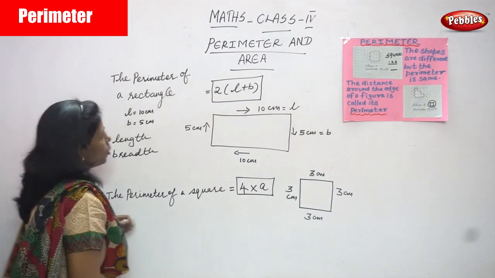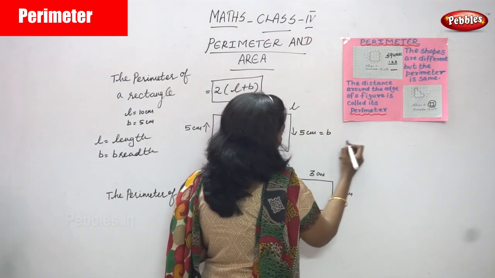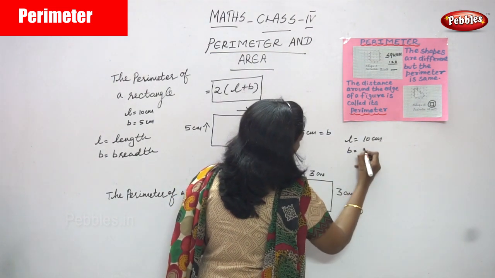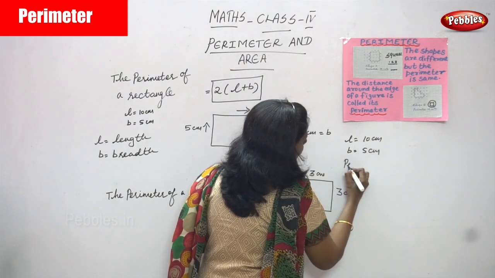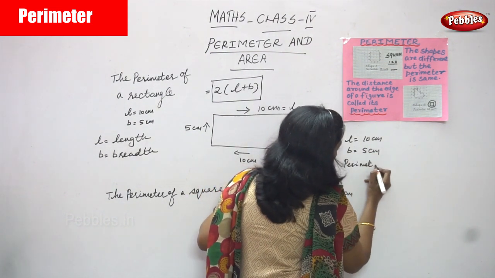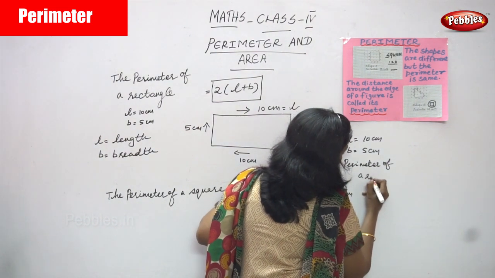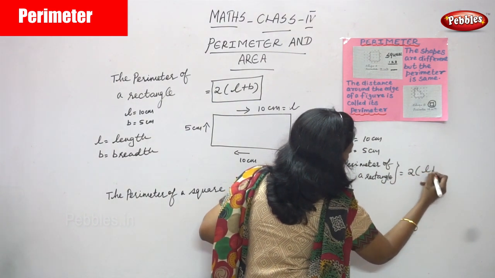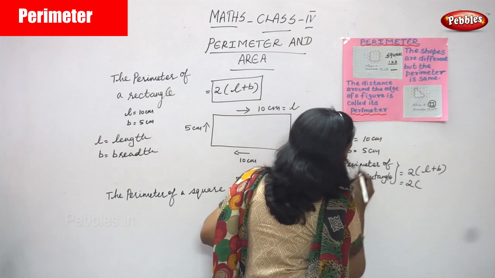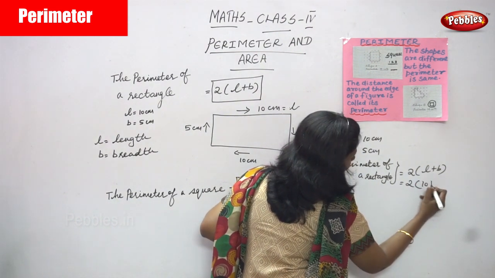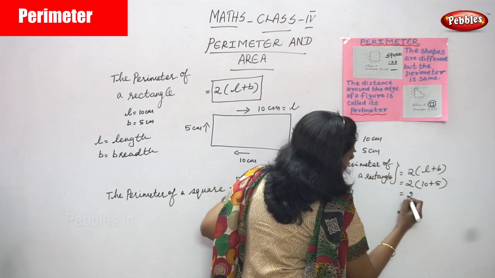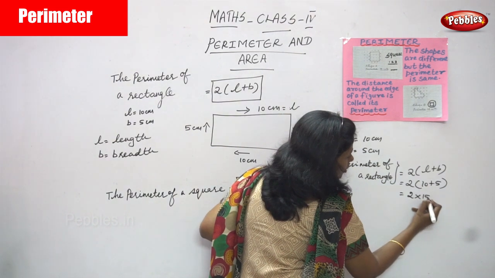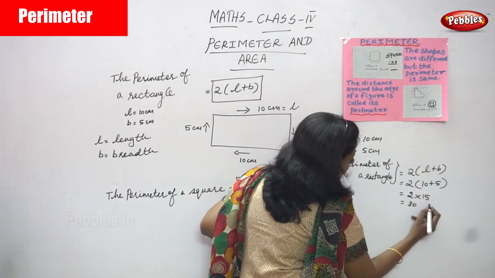So now we are going to solve the problem. You have to apply this formula. L is equal to 10 centimeters and breadth is equal to 5 centimeters. So the perimeter of a rectangle is 2 into (L plus B). What is the value of L? 10. What is the value of B? 5. First you have to solve the bracket: 10 plus 5 is 15. 2 into 15, you get 30.